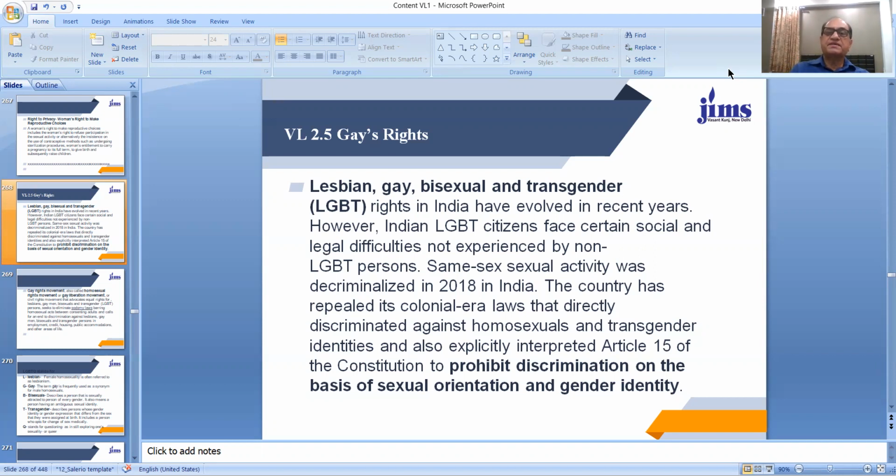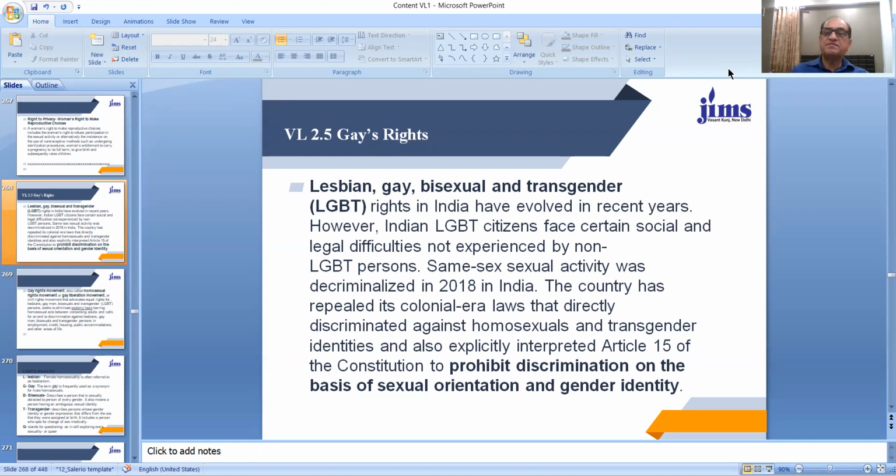Whenever we talk about gays' rights, four letters immediately strike one's mind: LGBT rights. L stands for lesbian, G stands for gay, B for bisexual, and T for transgender. These LGBT rights in India have evolved in recent years. However, Indian LGBT citizens face certain social and legal difficulties not experienced by non-LGBT persons.